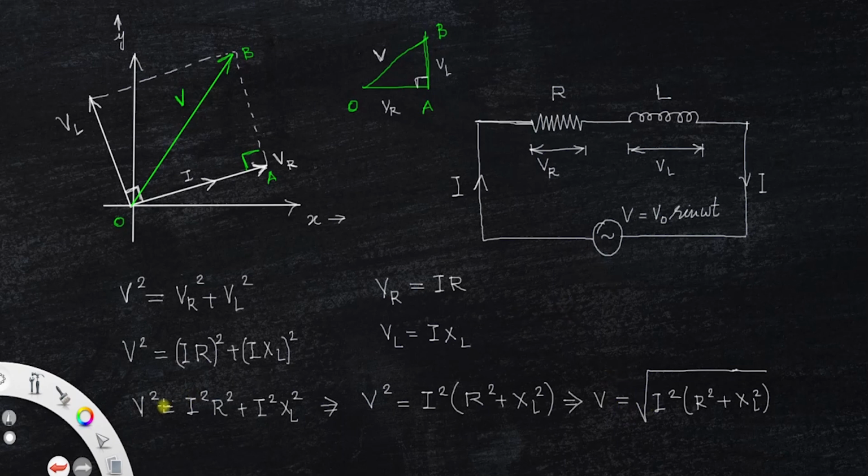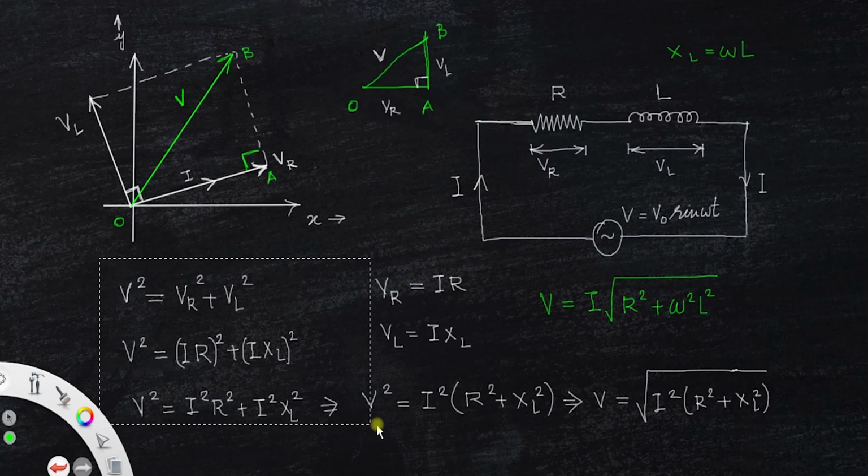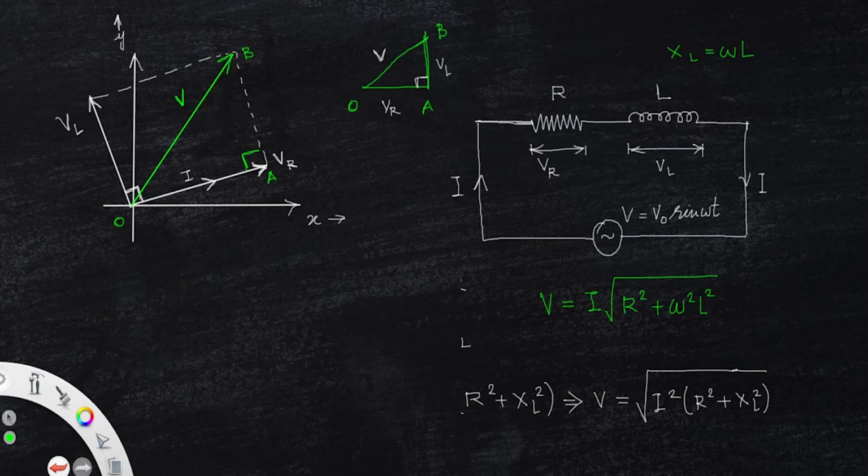So we can write V equal to I root of R square plus, we know XL is equal to angular frequency times the inductance, so this becomes omega square L square, since XL equal to omega L. Now taking the I to the left, you have V upon I is equal to root of R square plus omega square L square.